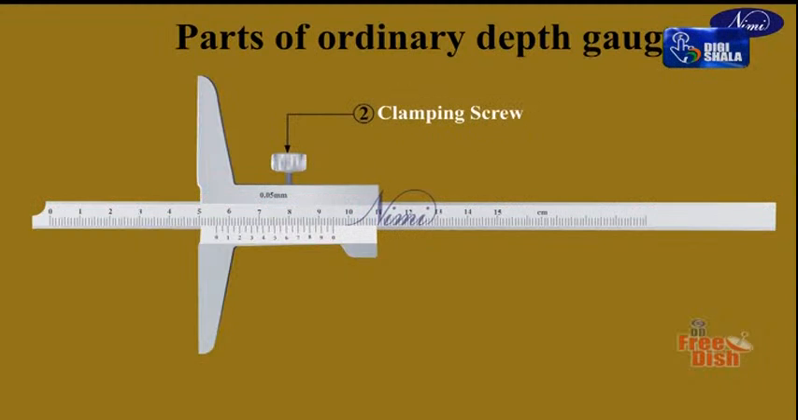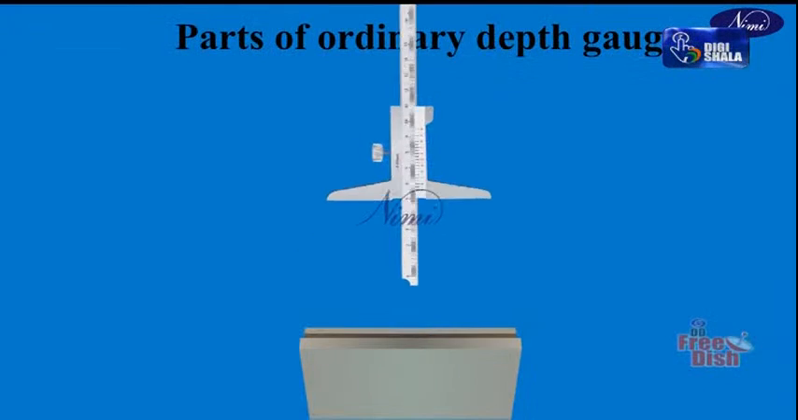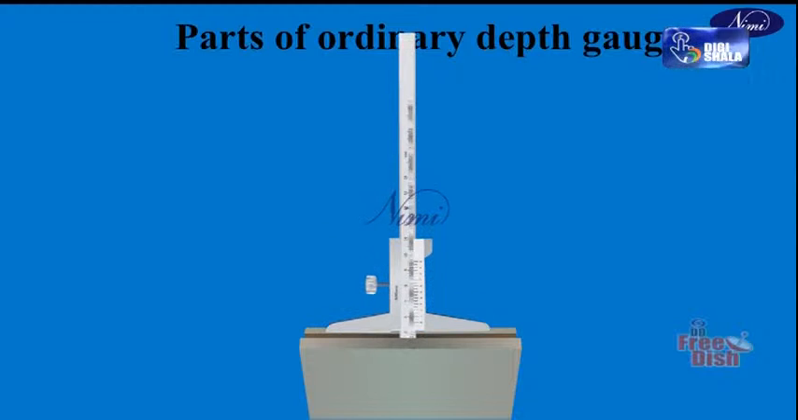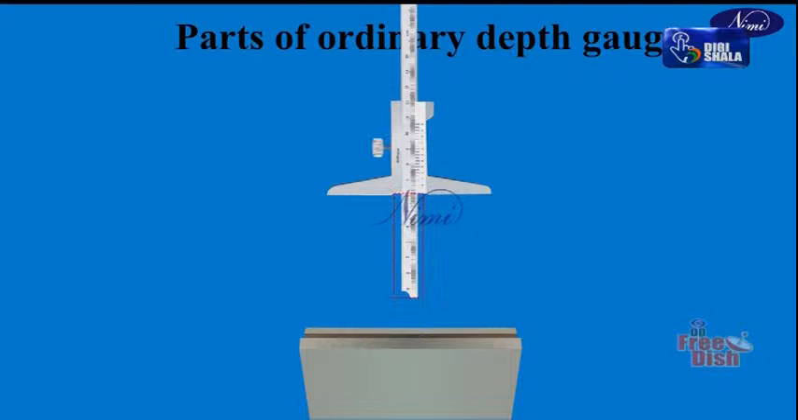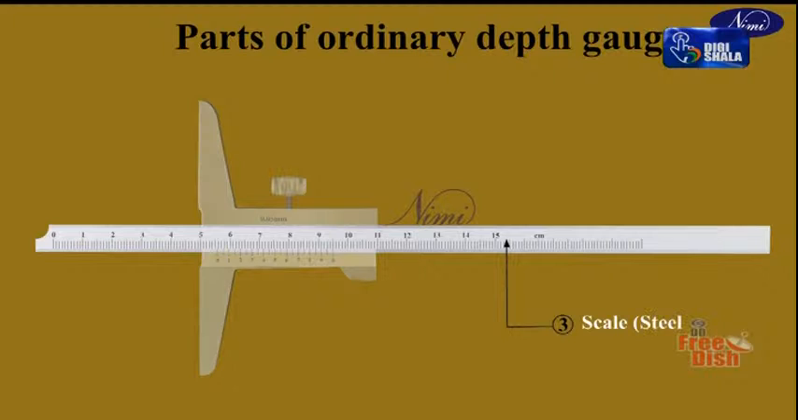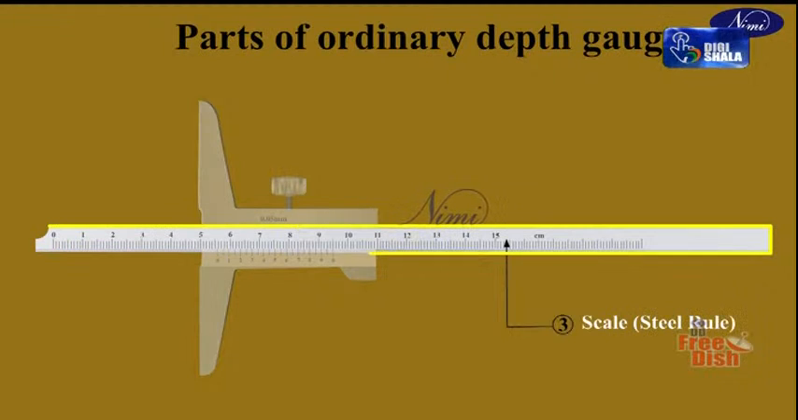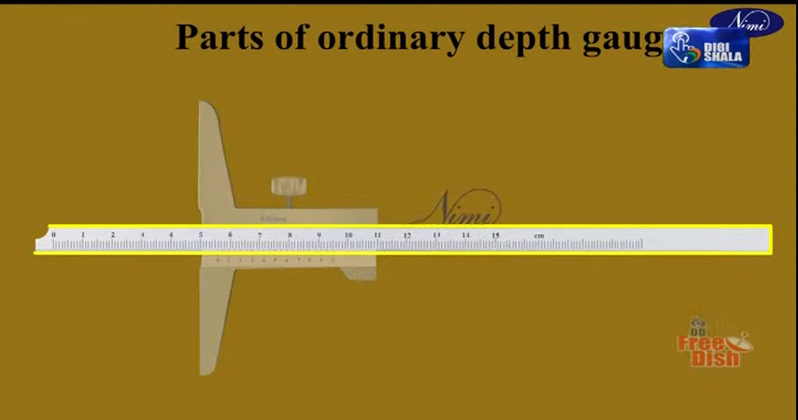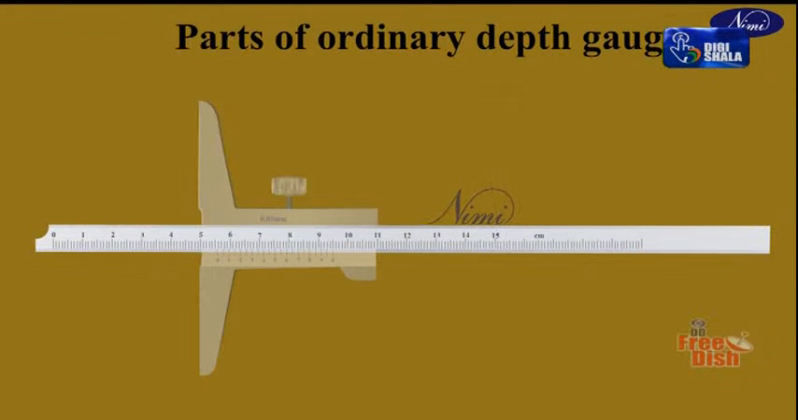Number 2, clamping screw. The clamping screw is used to lock or tighten after adjustment is made according to the job height. Number 3, scale or rule. In this scale, main scale divisions are marked up to the full length of the beam. Each main scale division value is 1 mm. Here, subdivisions of 0.5 mm are also marked.